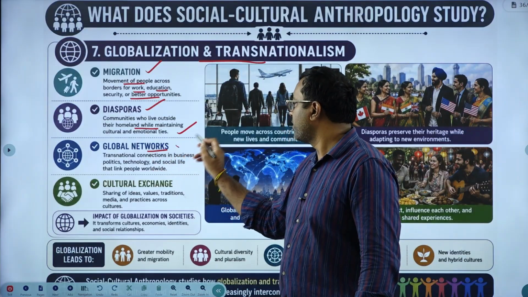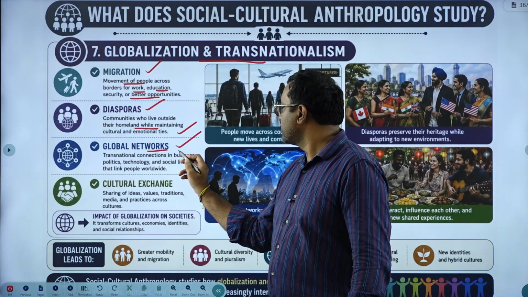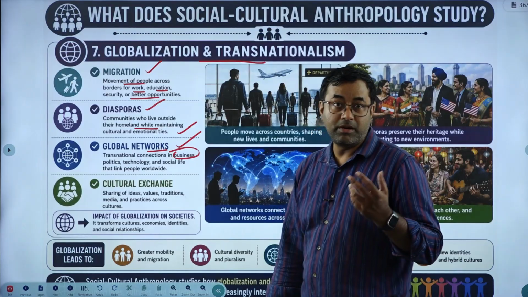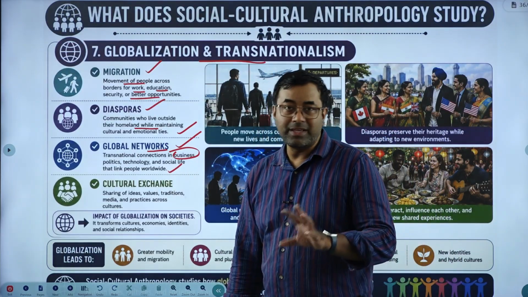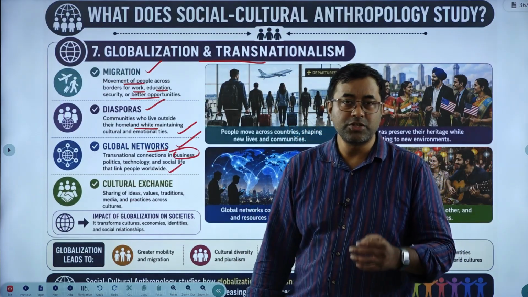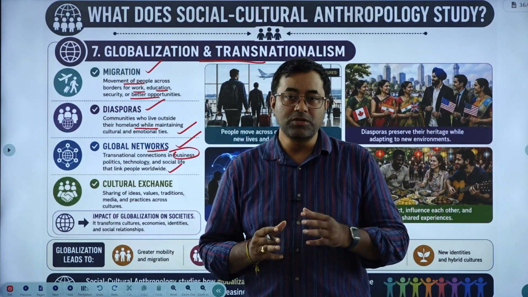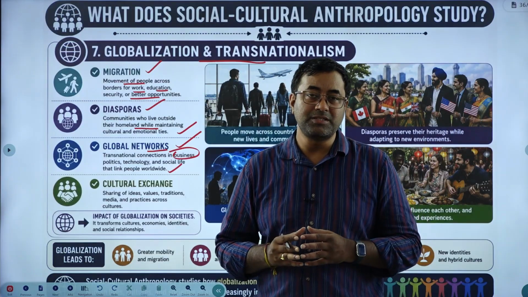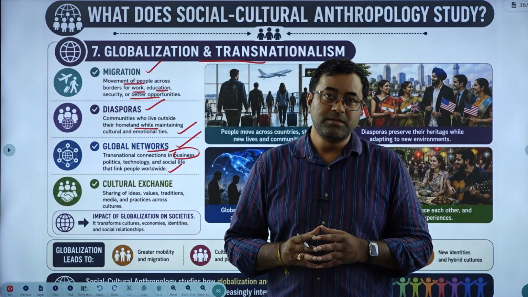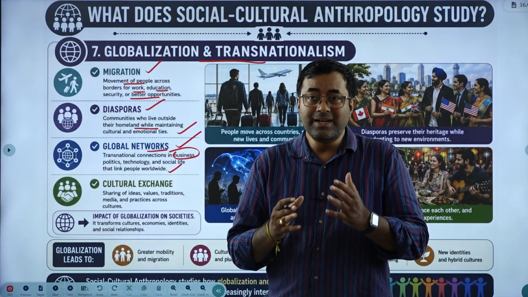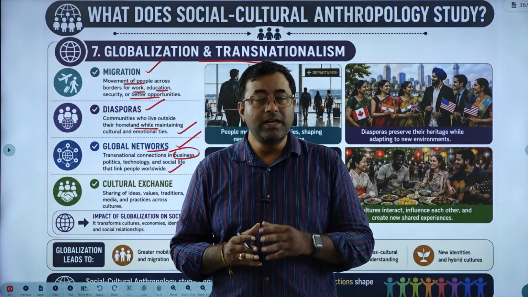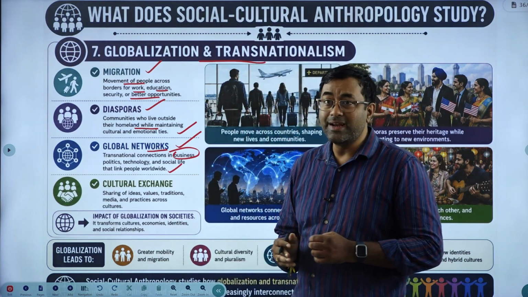Next one is the global network. Global network, in the sense that business, politics, culture, technology, and the social life of people, everything is connected. You can consider social media. Because of social media, people interact with each other and build relations. If it is positive, then it will be fine. But if it is affecting the policies of the government, then automatically it will create certain problems in the society.